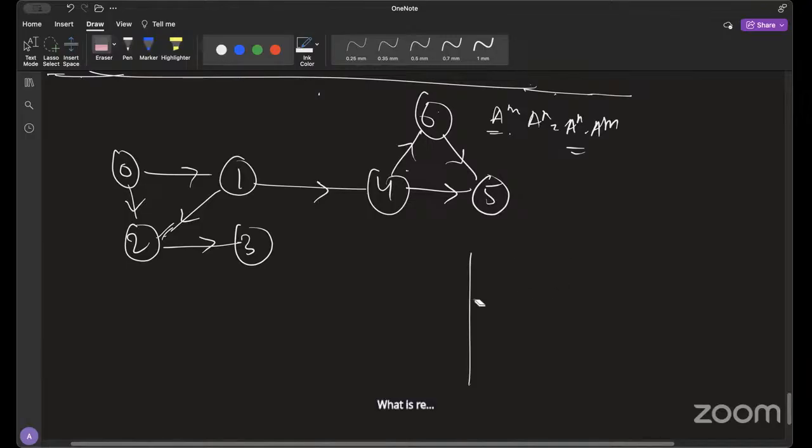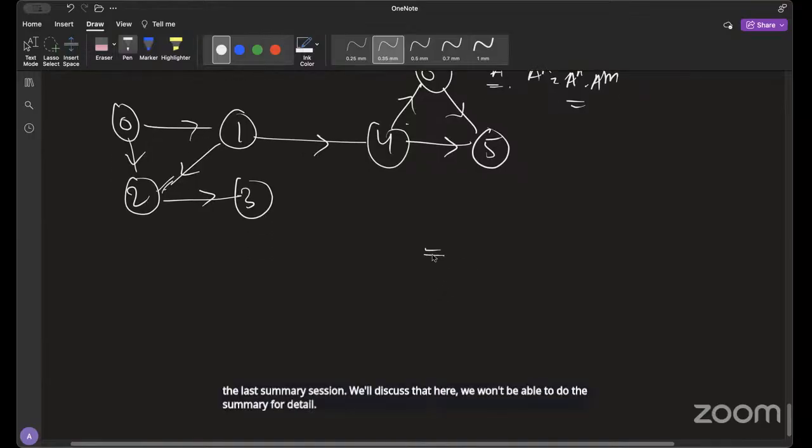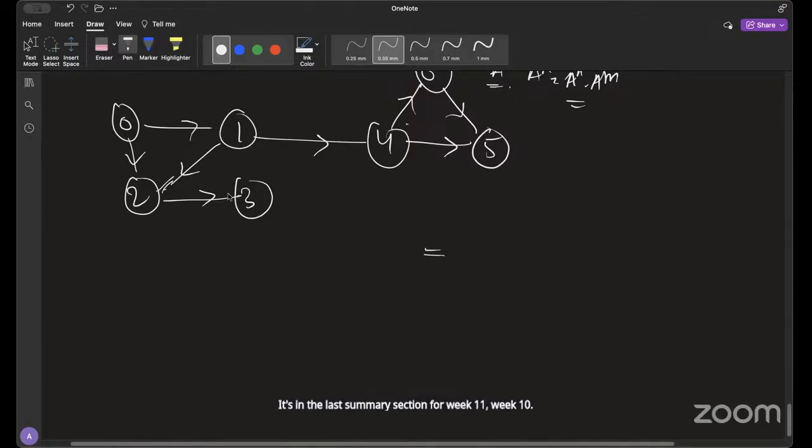What is acyclic graph? We've discussed all of this in the last class, the last summary session. We'll discuss that here. We won't be able to do the summary for week 11. It's in the last summary session for week 10. Acyclic is basically where the graph doesn't have any cycles.